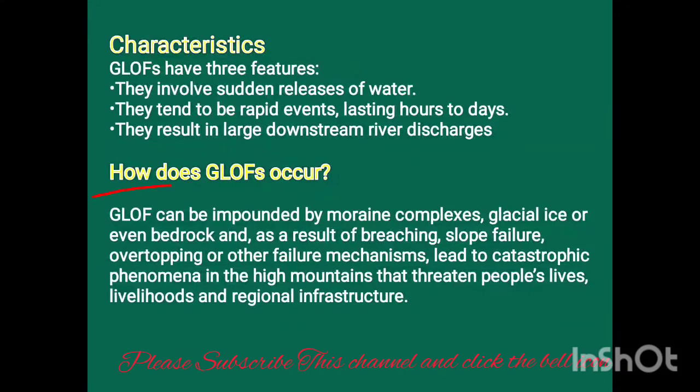Next, how are glacial lake outburst floods formed? Glacial lakes are impounded by moraine complexes. In the next slide, I would be talking about the moraine dams or moraine complexes. The glacial lake outburst flood can be dammed by moraine complexes, glacial ice, or even bedrock. As a result of breaching, shore failure, and overtopping, the failure mechanism leads to catastrophic phenomena in the high mountain region that threaten people's lives and the regional infrastructure.